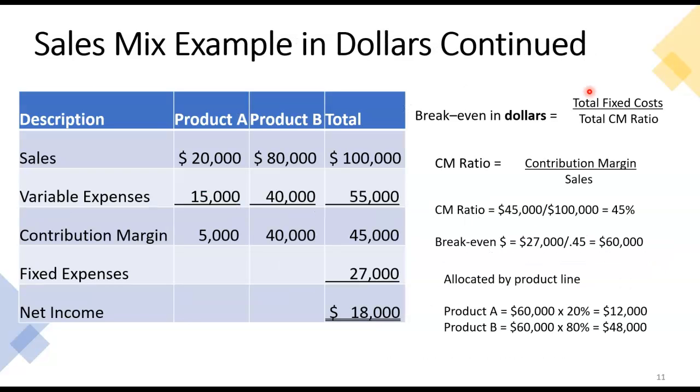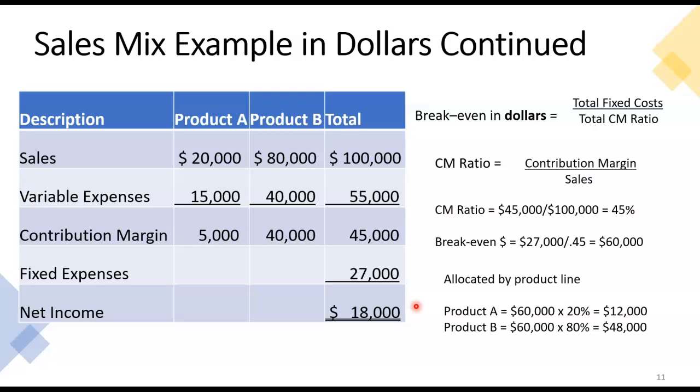So if we want to calculate our break even in dollars, you can see it's the same exact formula that we use when we only have a single product line. All we're doing is we're basically turning a multi-product system into a single product system by adding them together before we calculate the break even. So that's what we've done here. We've added our sales together, we've added our variable expenses together, and then this gives us the contribution margin for the company as a whole. And then we subtract out our fixed expenses, and that gives us our net income.